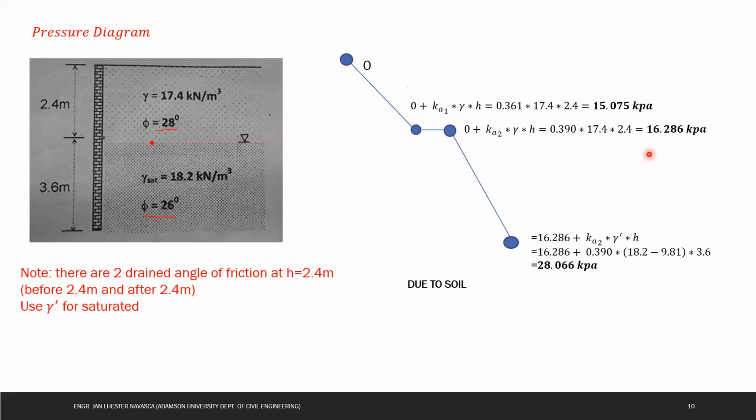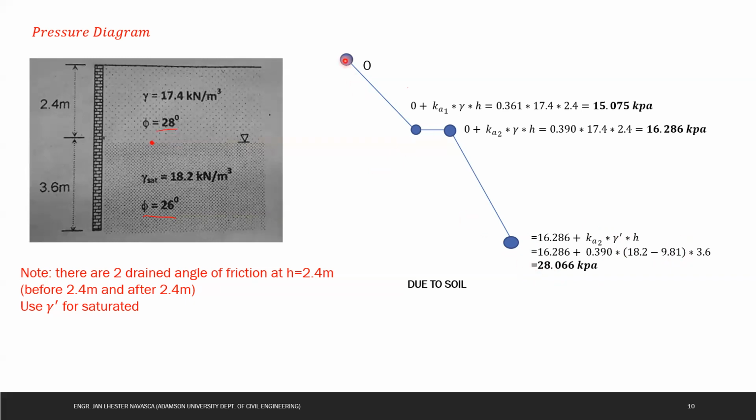So you started at 16.286 at the top. Okay? You will add K sub A sub 2 multiplied by gamma prime times H. So 16.286 plus K sub A sub 2, which is 0.39, times your gamma prime, the submerged unit weight. Since this is saturated, you will subtract the pore water pressure, which is 9.81, multiplied by the height 3.6. Okay, so this one is 28.066.